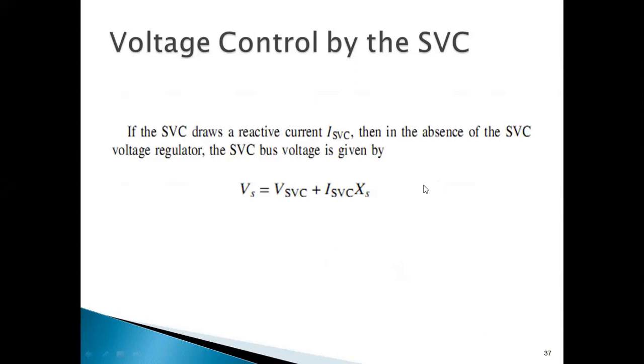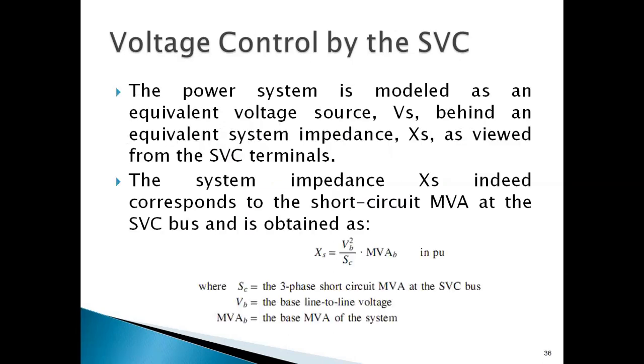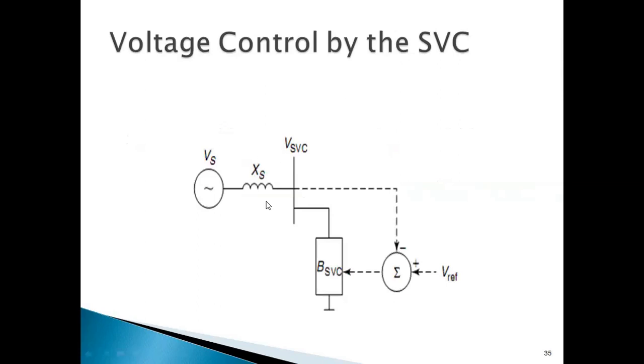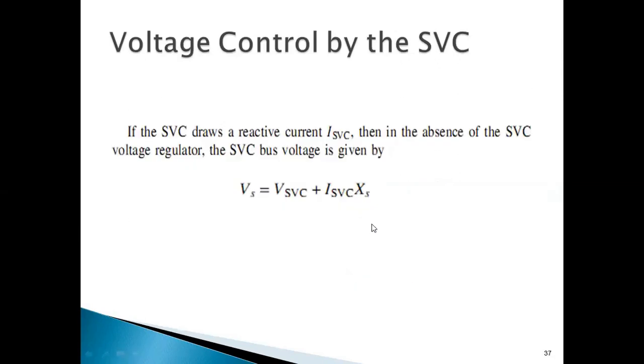Now let me try to explain with this equation. This SVC will have two modes of operation: capacitive mode and inductive mode. As we see in the VI characteristics, in the capacitive mode, it will try to deliver capacitive current. In inductive mode, it will try to absorb more inductive current, based on the prevailing load conditions. Now see this equation: Vs, the sending end voltage, is equal to VSVC, the bus to which the SVC is connected, plus the drop ISVC into XS. See the diagram. So the voltage drop is given by ISVC into XS.